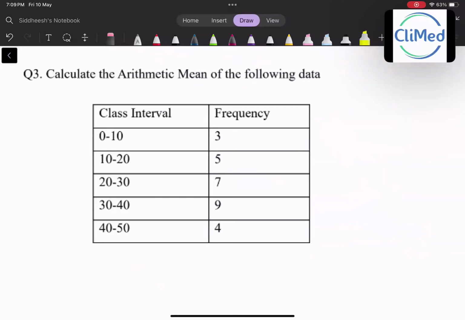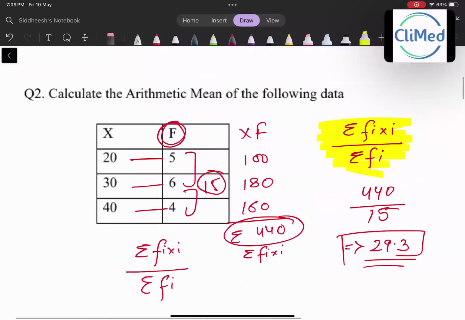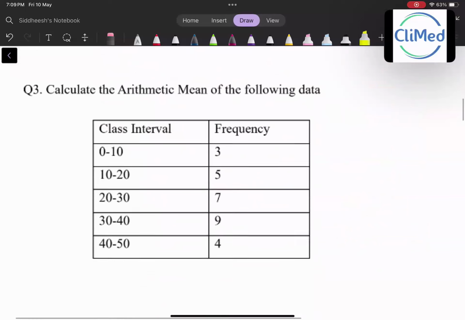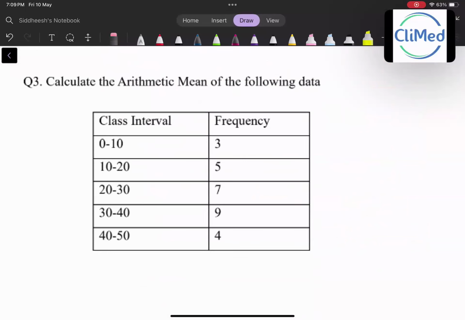Let's have one more part in which we are having class interval. Now we don't hold the X value. Now we are having a class interval and the frequency. So how to solve it? The first common step is we need to find the X value like above. So how to find it? It's very simple. The formula is 0 plus 10 upon 2, 10 plus 20 upon 2, 20 plus 30 upon 2, 30 plus 40 upon 2, 40 plus 50 upon 2. Simple, right? By solving this, you're going to find the X value automatically.